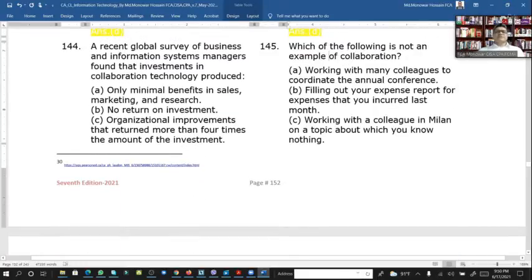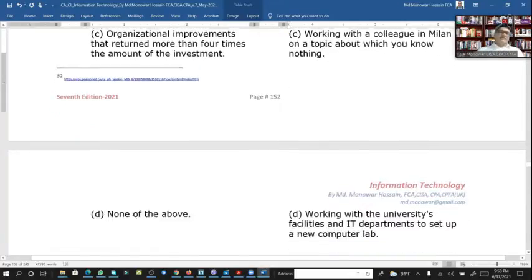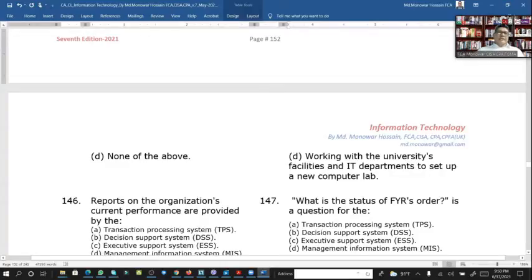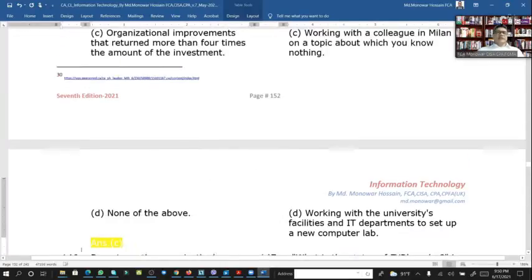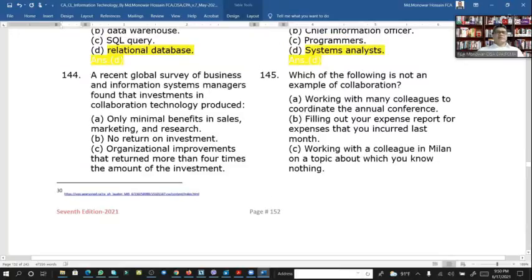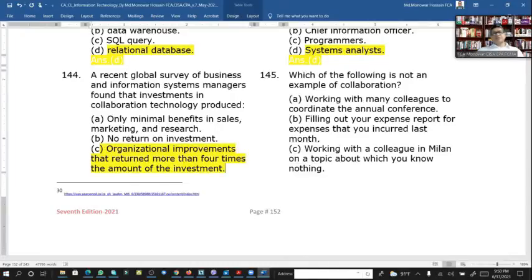A recent global survey of business and information system managers found that investment in collaboration technology produces, what would be the answer, there are 4 items. The real answer is that it produces organizational improvement that returned more than 4 times the amount of the investment.